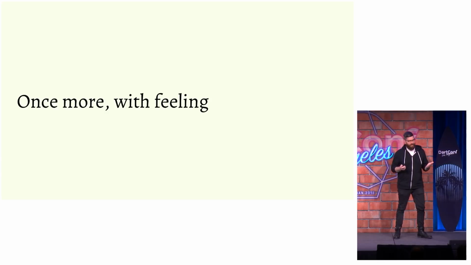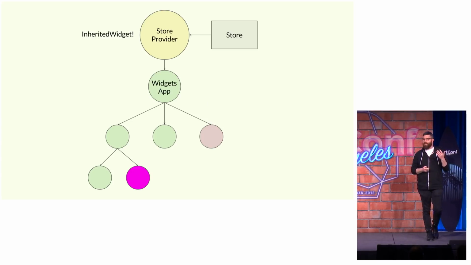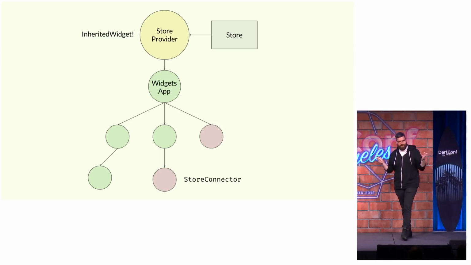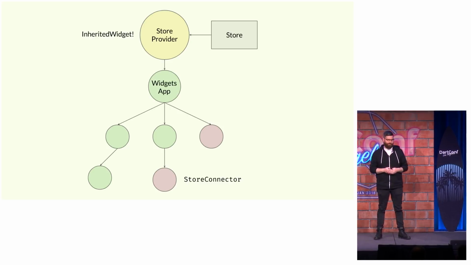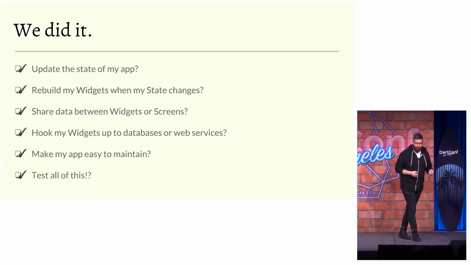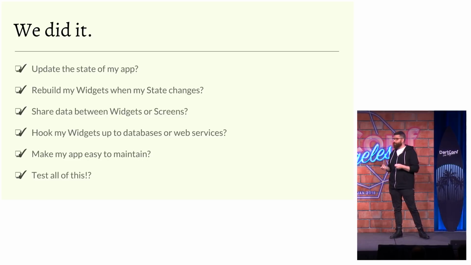All right, so if we try that UI challenge we had earlier, if we want to move the counter that we're displaying from here to here, we're all good. We're using a store connector, we're using our inherited widgets that we used earlier, and it's all good, right? We can do that super easily. All right, so we did it. We can update the state of our app, we can rebuild when the widget changes, we're sharing data across screens and across widgets, we're hooking our widgets up to databases or web services.